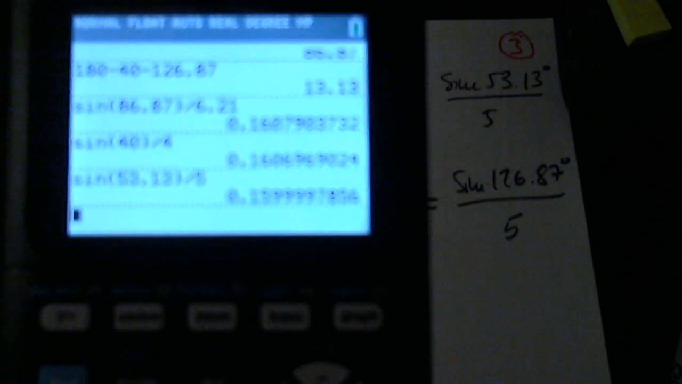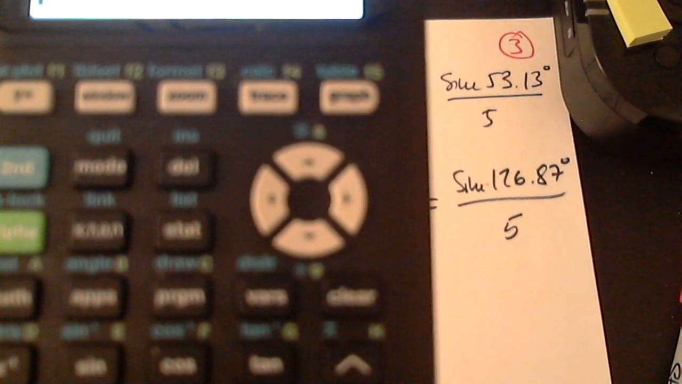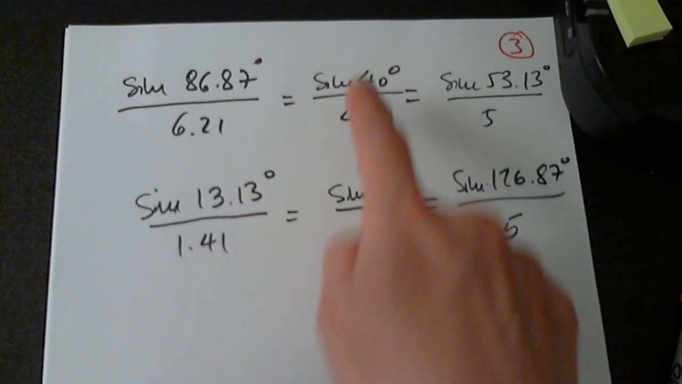Okay, the first three are okay. 0.16, 0.16, and 0.16. I hope you can see this. I'm not sure. Maybe, maybe not. I'm checking the last one. Sine 13.13 divided by 1.41. Okay, that's the same. And the last one, because these are the same, I don't have to check twice.